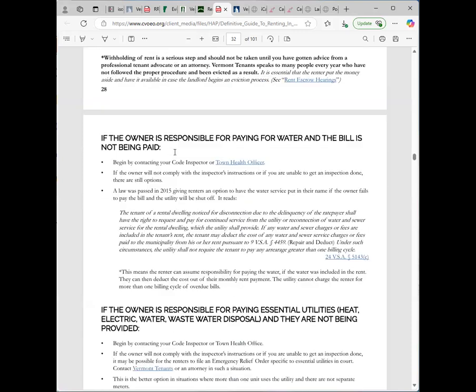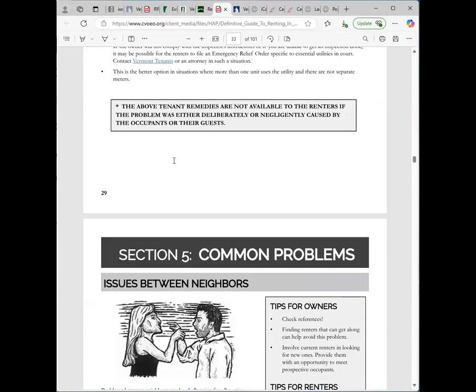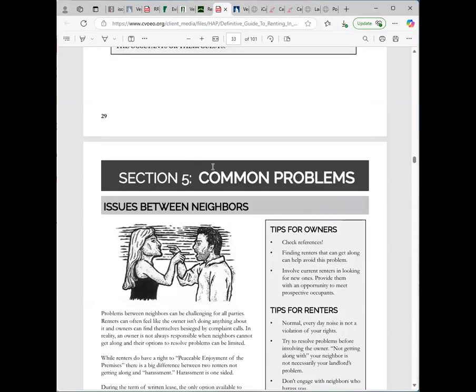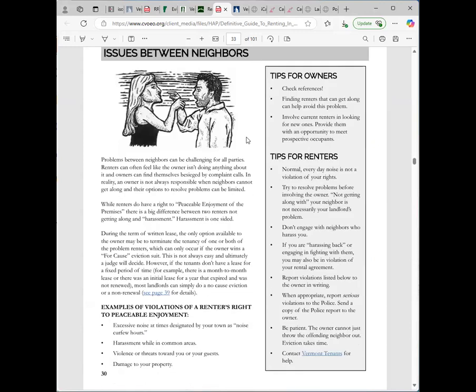And top of page 29, if the owner is responsible for paying water bills and the bill is not getting paid, it says straight on the top, begin by contacting your code inspector or town health officer. And it just goes on from there. I'm not going to go into it too much. Common problems, issues between neighbors. This is on page 30, and it has tips for owners, tips for renters.